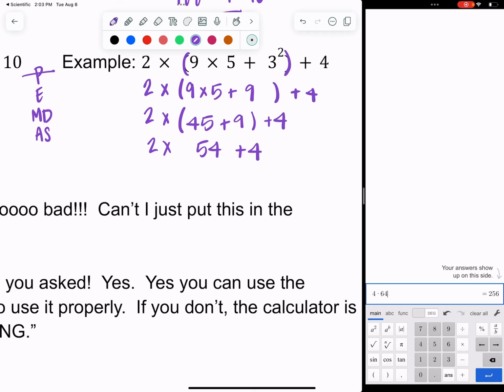I don't see any exponents, so I can cross that one off. I do have some multiplication. So I do the multiplication as my next step. That would be 108 plus 4. Now I can do the adding and subtracting. So this is going to end up being 112.